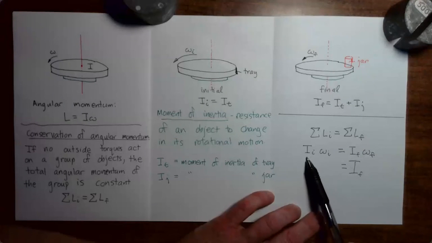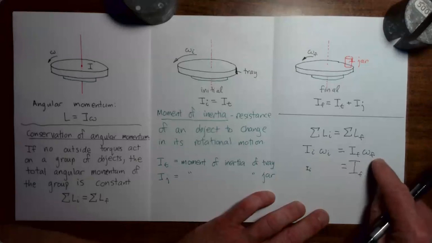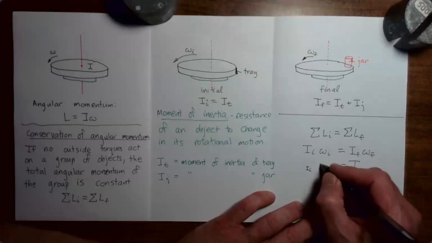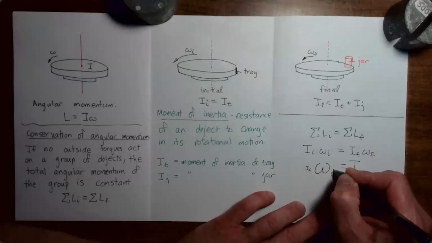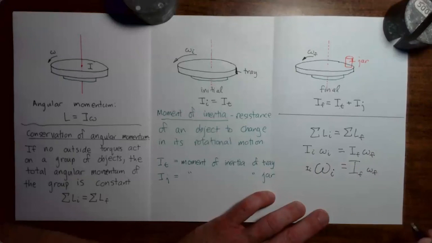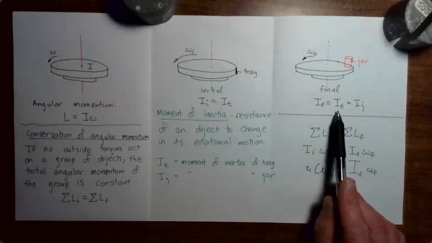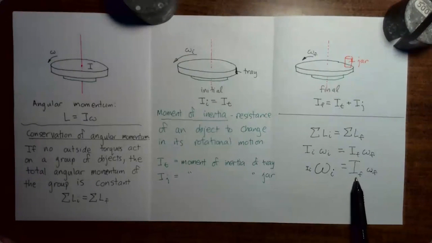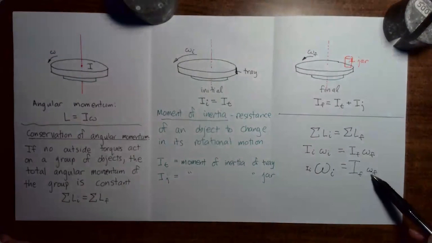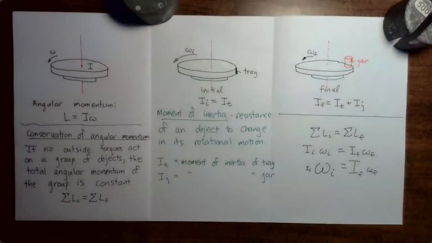How can the product moment of inertia times angular velocity stay the same if the moment of inertia got bigger? Well, the angular velocity must have got smaller. So we must have started out with a bigger initial angular velocity and ended up with a smaller final angular velocity. So to sum up here, as we go from the initial situation to the final situation, the moment of inertia got bigger. So in order to conserve angular momentum, the angular velocity must have decreased. In the next video, we're going to do a computational problem based on this exact same scenario.